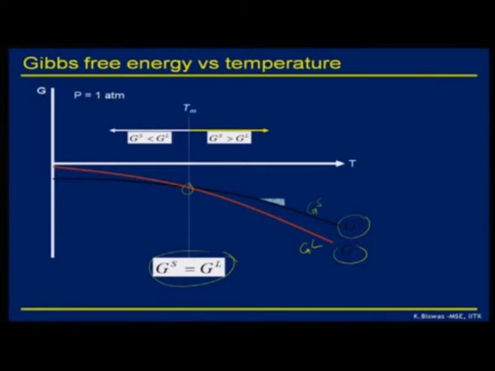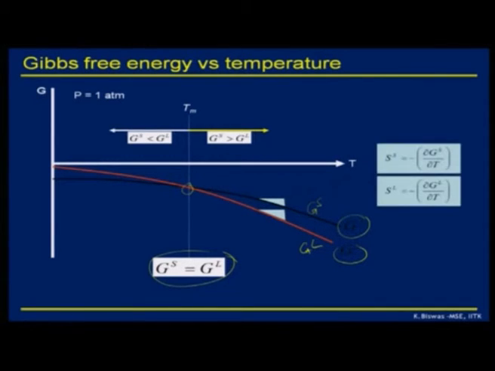So now one can actually do many things. The slope of this curve is what? Slope of this curve is nothing but entropy. So both of them can be written like this. So I have written this one, slope of solid curve and slope of liquid curve like this. They are actually entropies, entropy of solid, entropy of liquid.